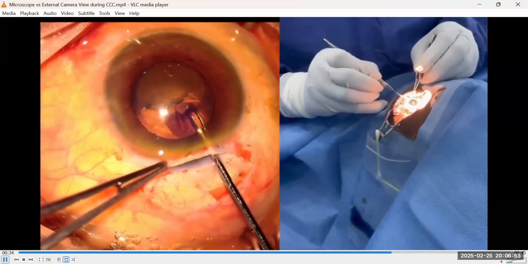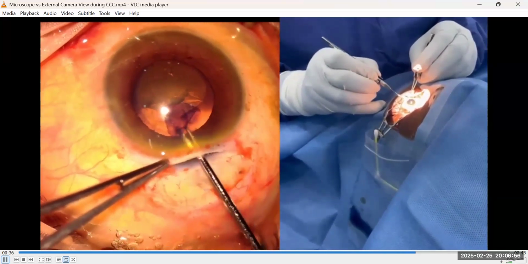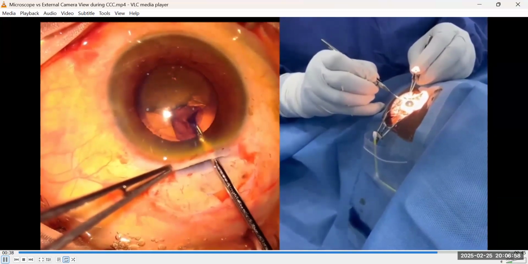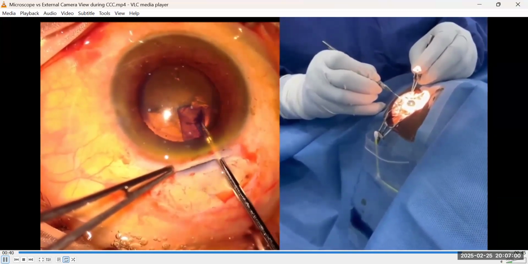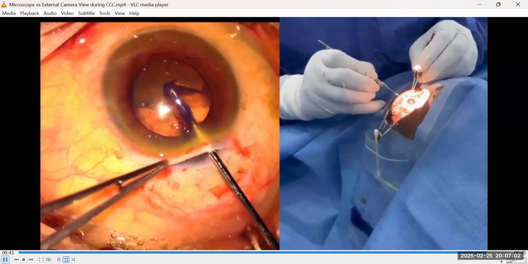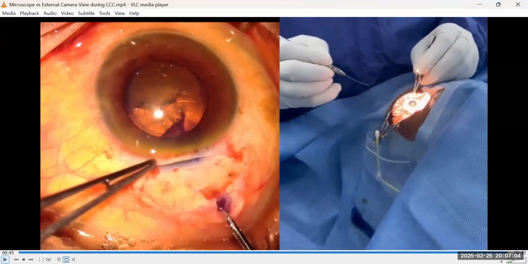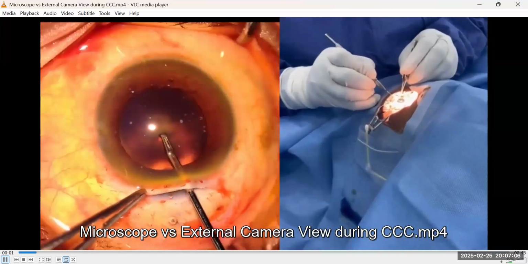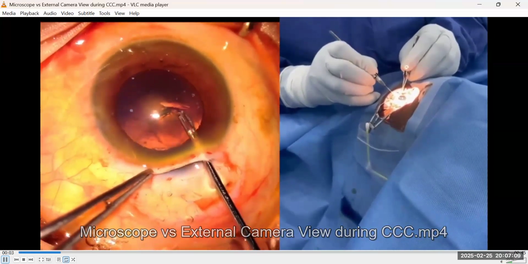Okay, maybe one more play. I like watching every video 10 times. Somehow it sticks in my head. Forgive me, but I won't go 10 times this time. Maybe one more time as we continue Capsulorrhexis.